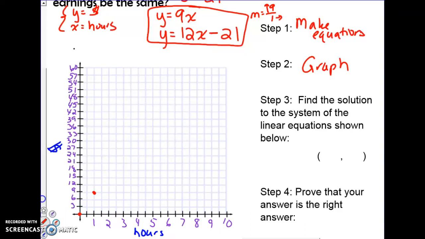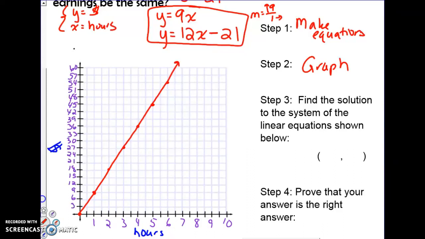So I went up 9 and over 1 hour. Up 9 and over 1 hour, and so on, repeating that several more times. So this is what y equals 9x looks like.